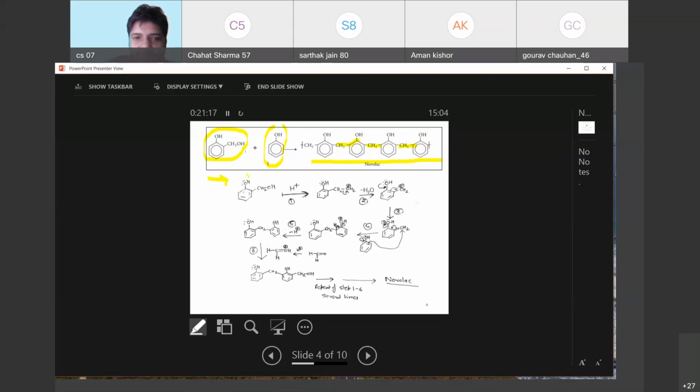So first you have this one, orthohydroxymethylphenol. Okay. So in the first step, what happened? There is protonation of a methyl alcohol group, the CH2OH group. इसका प्रोटोनेशन होता है आपका फर्स्ट स्टेप. Okay.